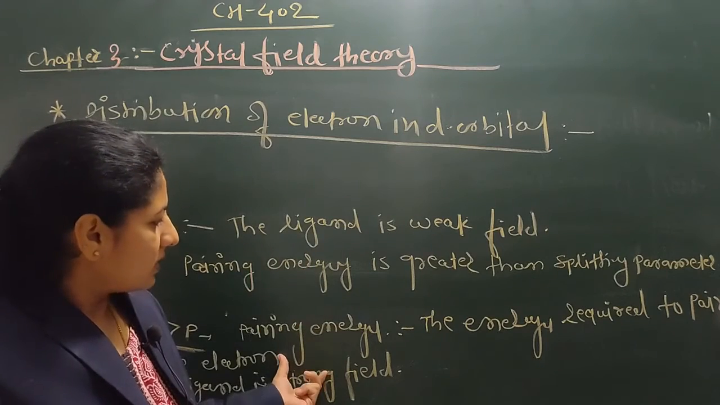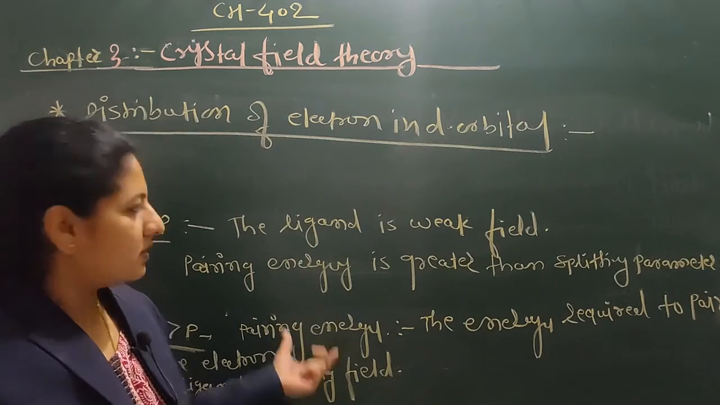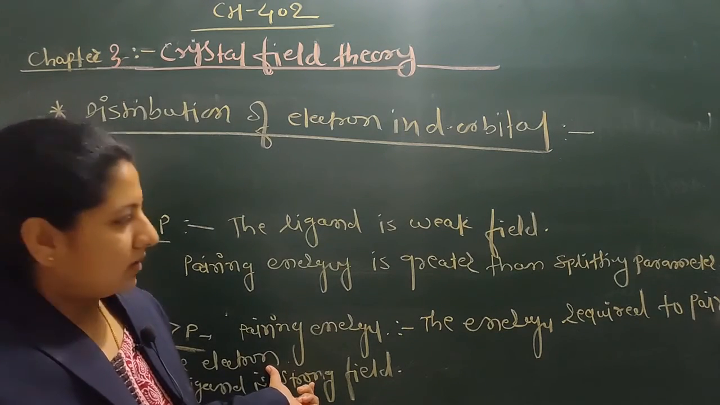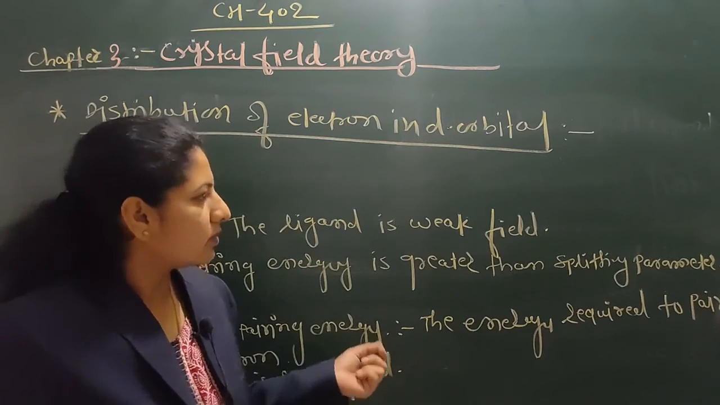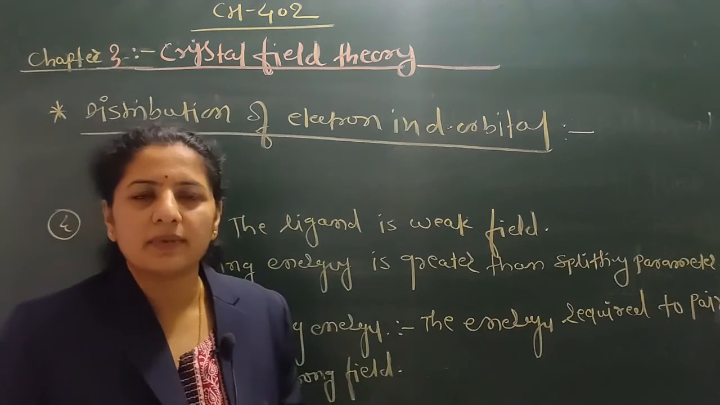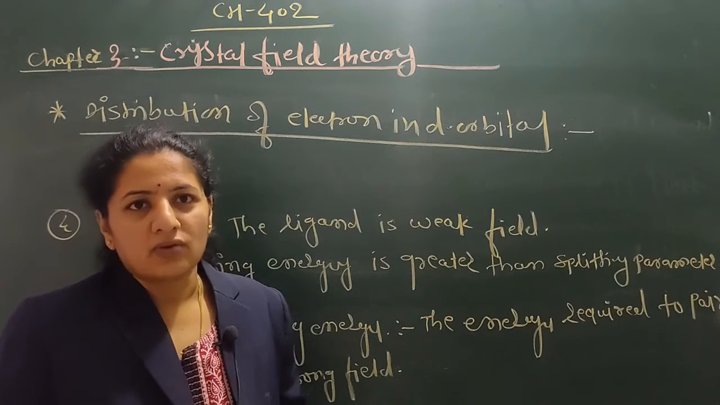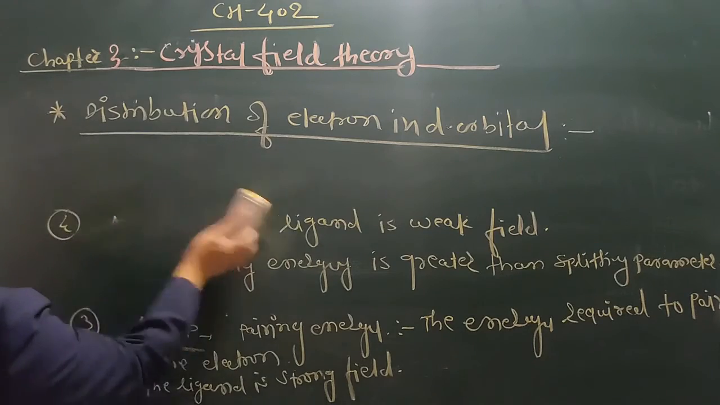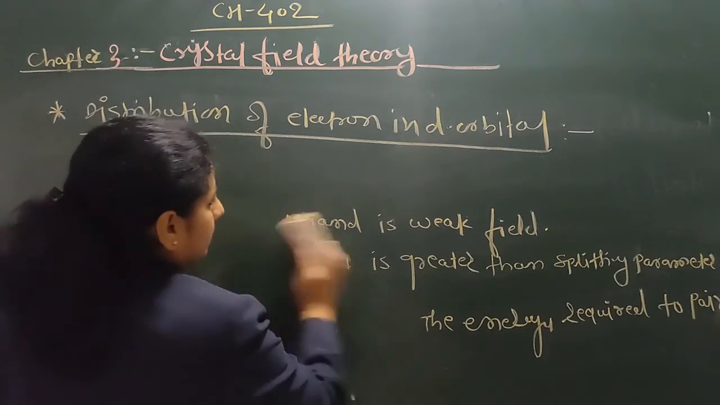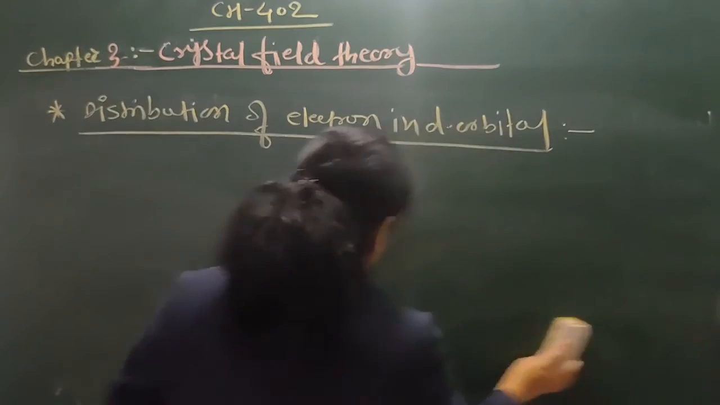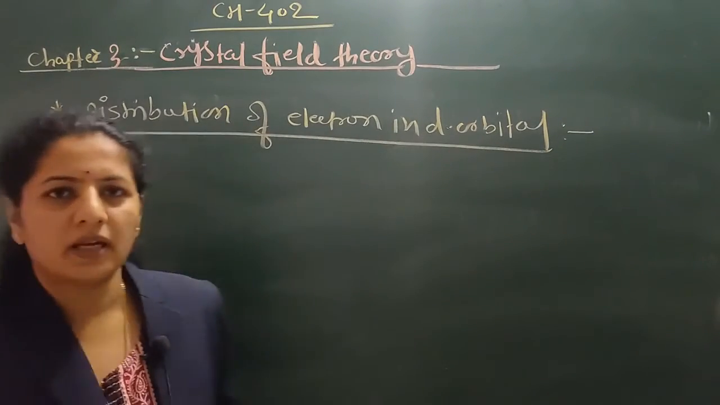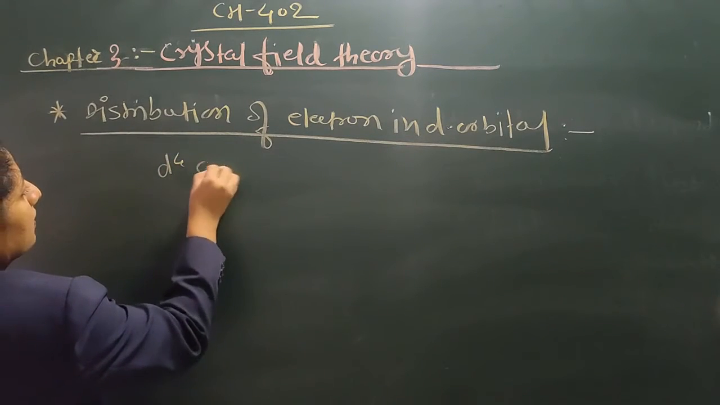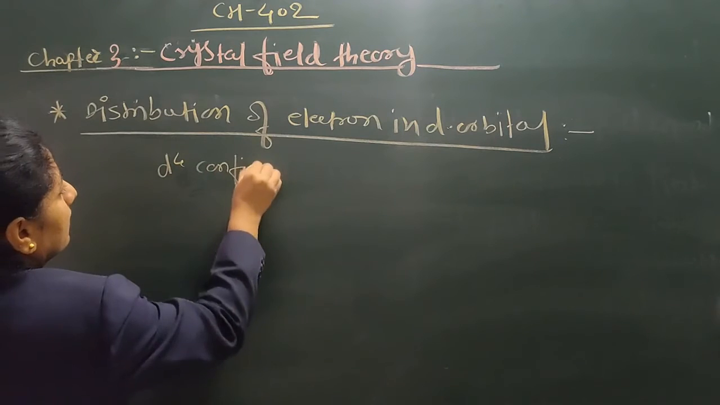Related with these two concepts, there will be again two concepts, that is high spin complexes and low spin complexes. Let's see what is meant by high spin and low spin complexes. We will discuss this by taking the example of the d4 configuration in an octahedral field.